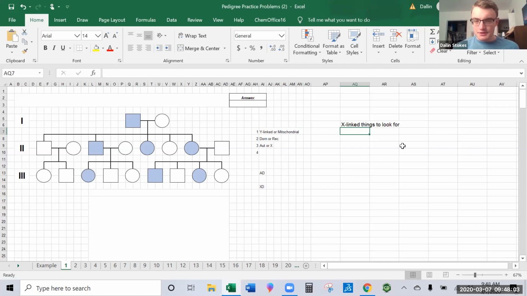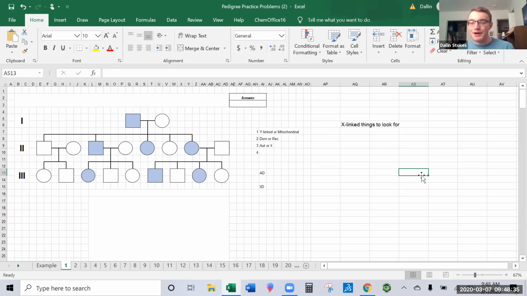The X-linked things to look for are, do men pass it to their sons? If affected men give it to their sons, it cannot be X-linked, because if you do a Punnett square, men don't give an X chromosome to their sons. They give a Y chromosome, and a Y chromosome is not an X chromosome. So an affected father, if he passes it to a son, all X-linked things are out the window. It has to be autosomal.